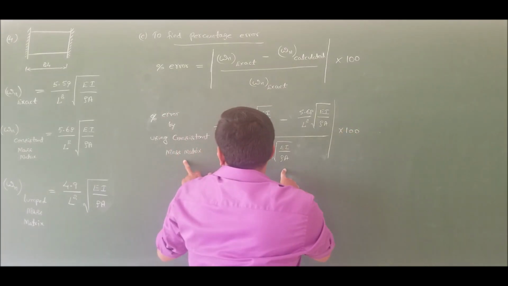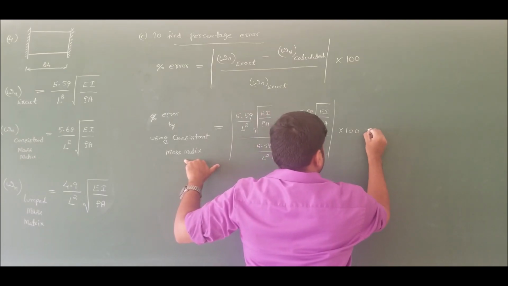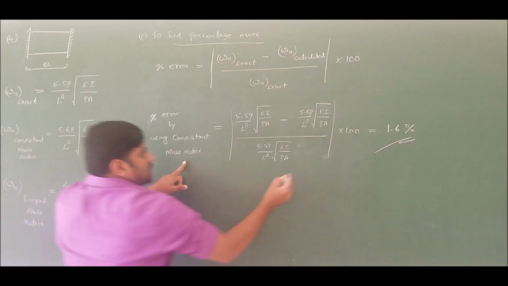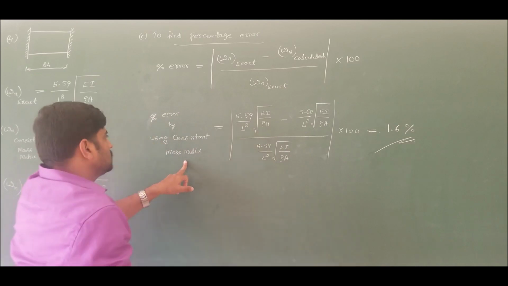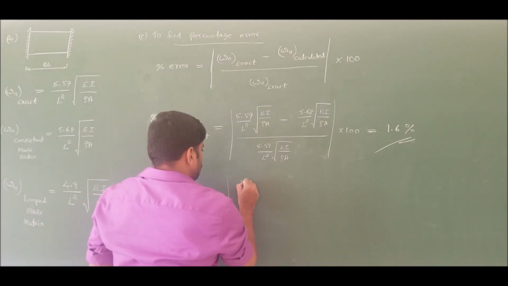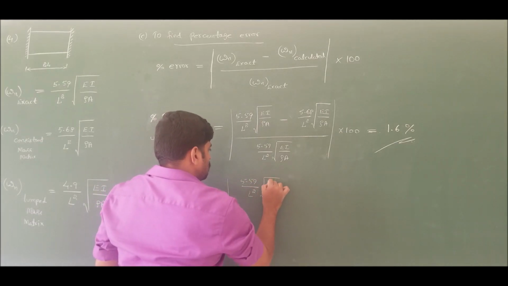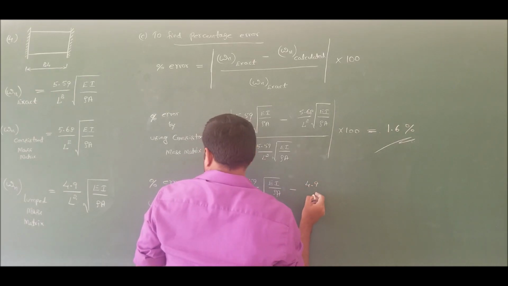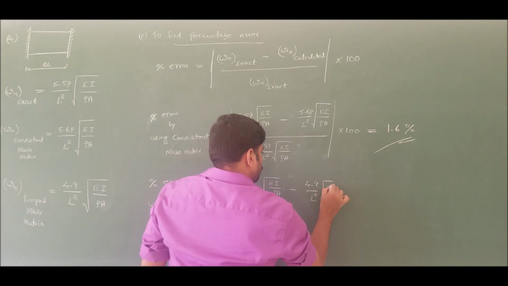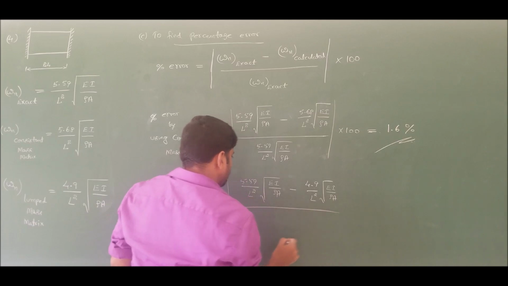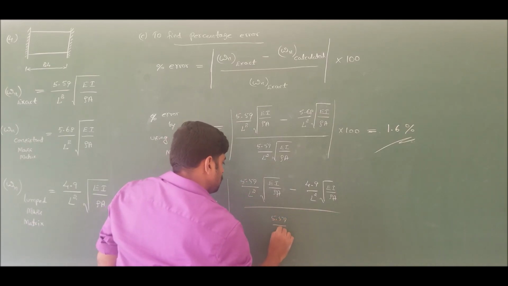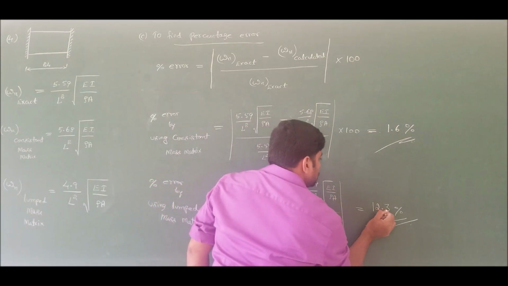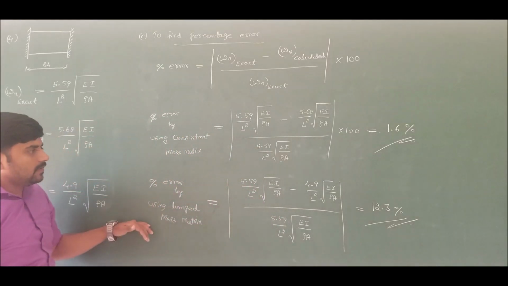When I solved, I got the error for determination of fundamental natural frequency using consistent mass matrix as just 1.6%, whereas the percentage error obtained when I used lumped mass matrix for analysis is the modulus of the exact value, 5.59 by L square root of EI by rho A, minus the answer by lumped mass matrix analysis, 4.9 by L square root of EI by rho A, whole divided by the exact value, 5.59 by L square root of EI by rho A. There is a huge difference in error between consistent mass matrix and lumped mass matrix.